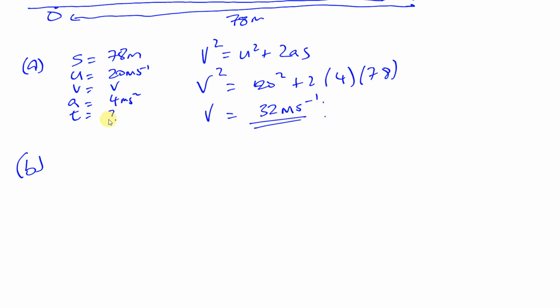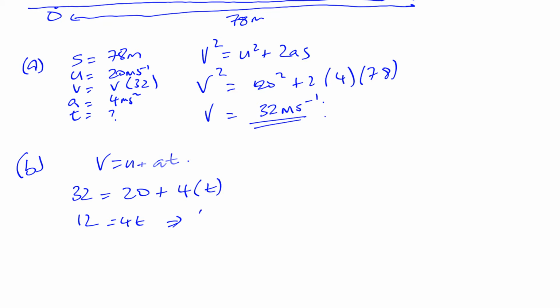So again, if we look at what we've been given here, we're looking at the same situation. We want to find the time. We can use V equals U plus AT. We know the final speed is 32 now, so we found that. This is now 32 meters per second equals 20 plus A, which is 4, times T. So you're going to have 32 minus 20, which is 12, equals 4T. So T is 3 seconds.